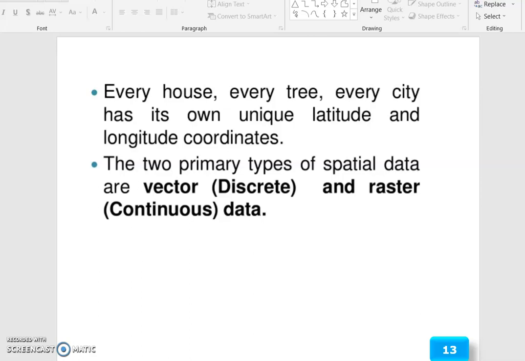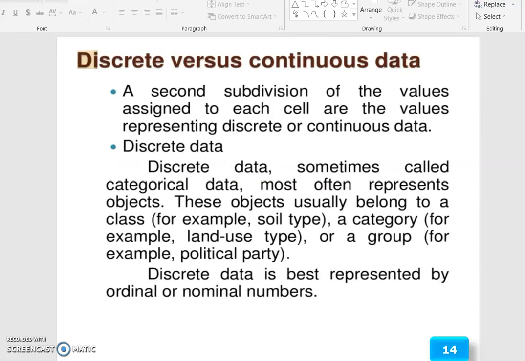The two primary types of spatial data are vector, like discrete, and raster, like continuous data. The discrete versus continuous data. A second subdivision of these values assigned to each cell are the values representing discrete or continuous data.